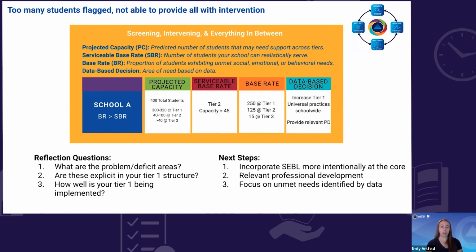As shown on the earlier graphic, we would expect that they would look at increasing and refining their tier 1 practices, such as including an SEL curriculum, mental health promotion, looking at positive discipline practices, and examining and reteaching any school-wide expectations that they have. Leadership will also want to ensure that they are providing relevant professional development to all staff, and that their efforts are focused around the areas of need identified by their data.